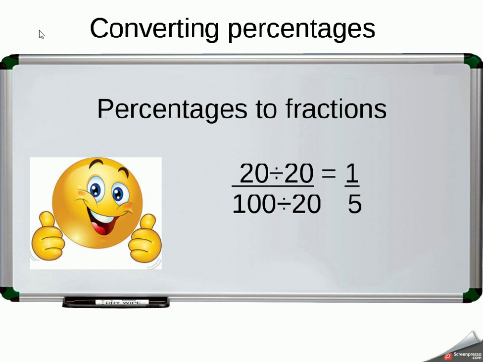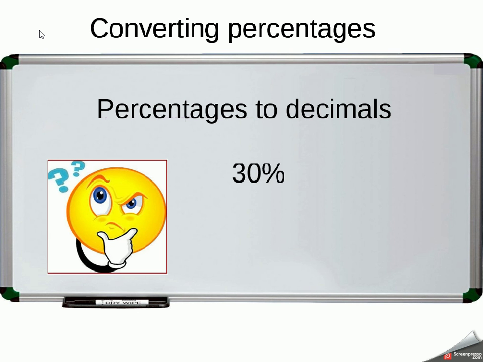In this case, 20 goes into both 20 and 100. Remember to have a look at the simplification video. That gives us 20 divided by 20 is 1, and 100 divided by 20 is 5, so it's a fifth. So 20% is 1/5. So what about percentages to decimals?